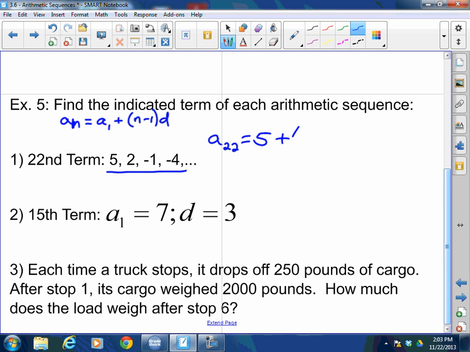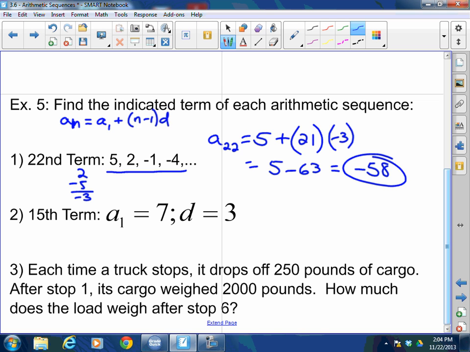Plus N. What is the term number I'm looking for? 22 minus 1 is 21 times D. What is the common difference here? Negative 3. Very good. Why negative 3? 2 minus 5 equals negative 3. So now it's just math. 5 minus 63 will equal negative 58. That will be the value of this sequence's 22nd term.